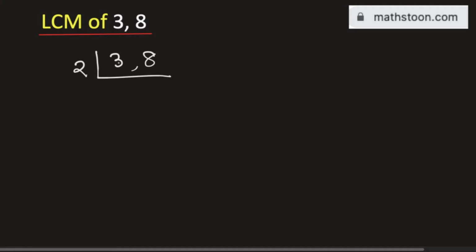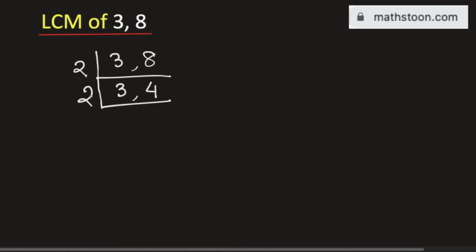Now see that 3 is not divisible by 2, so we will write 3 as it is. And as 8 divided by 2 is 4, we will write 4 here. Now again see that 2 divides one of the numbers. So we will go for 2.